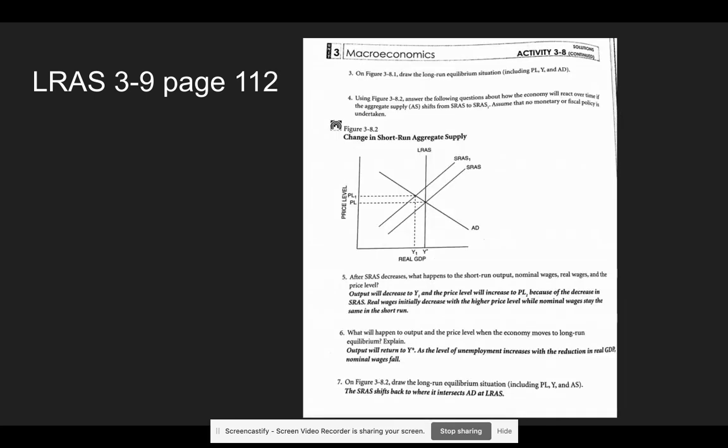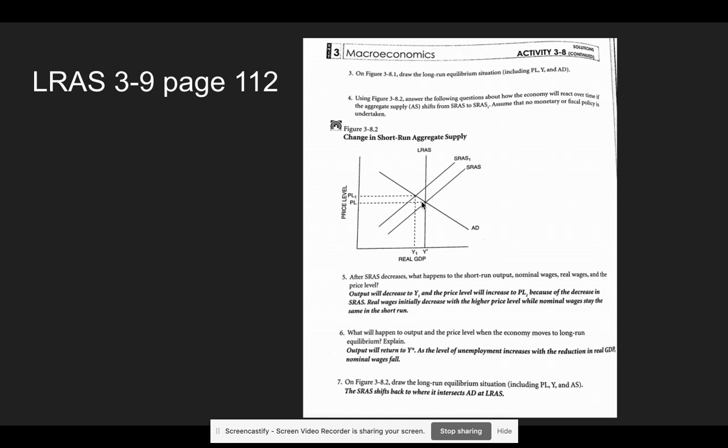Okay, here is our next page. The last one was a change in aggregate demand. Now we're looking at changes in short-run aggregate supply. So after a short-run aggregate supply decreases, what happens to the short-run output, nominal wages, real wages, and price level? If we go from our equilibrium point and SRAS shifts to the left, that's a decrease. Do you see why labeling is so important?